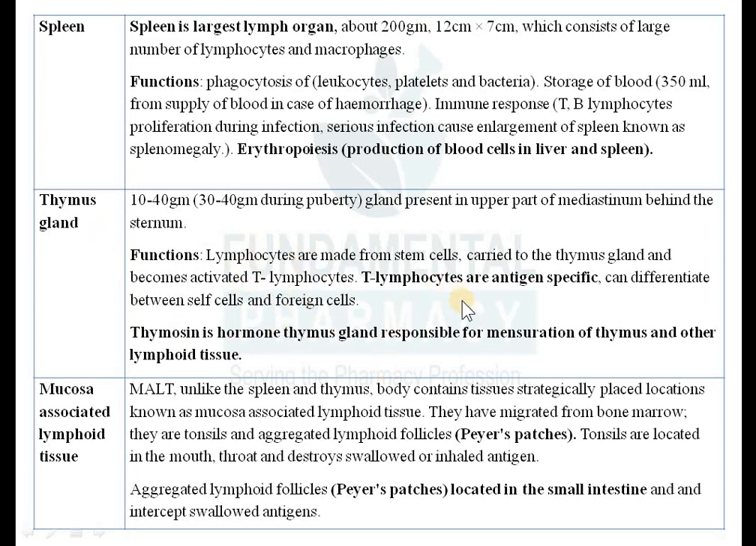Now T lymphocytes are very antigen specific. Means अगर कोरोना वायरस का एंटीजन के अगेंस्ट में टी लिम्फोसाइट बन गया तो जब भी कोरोना वायरस का इन्फेक्शन होगा तो उसको वो काउंटर एक्ट करेगा, लेकिन अगर दूसरा एडेनो वायरस का इन्फेक्शन होगा तो उसको नहीं करेगा. So they are very antigen specific T lymphocytes. They can differentiate into self cell and foreign cell. ठीक है, मतलब आपकी बॉडी के सेल कौन सा है और फॉरेन सेल कौन सा है, they can differentiate.